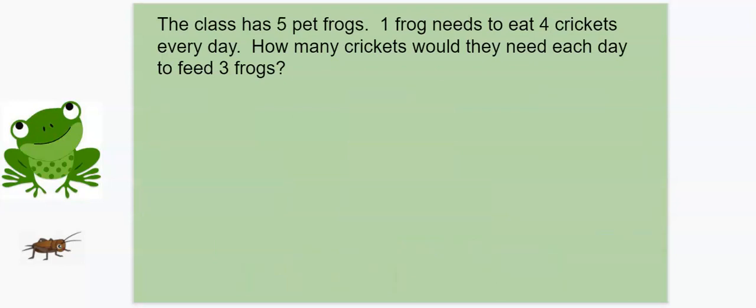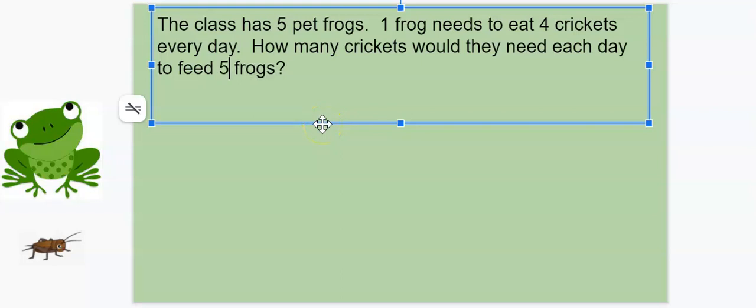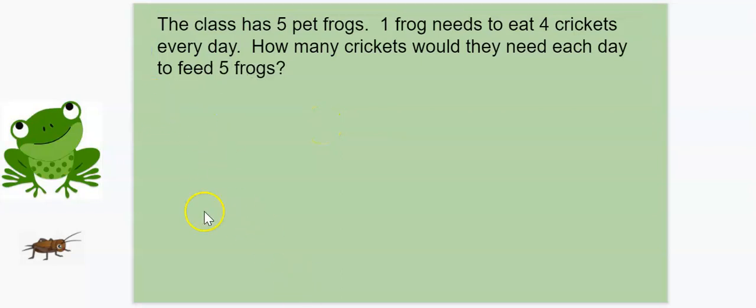Let's look at our next one. The class has 5 pet frogs. One frog needs to eat 4 crickets every day. How many crickets would they need each day to feed the 5 frogs? How many would they need? So what's different about this problem? That's right, this time we have 5 frogs.